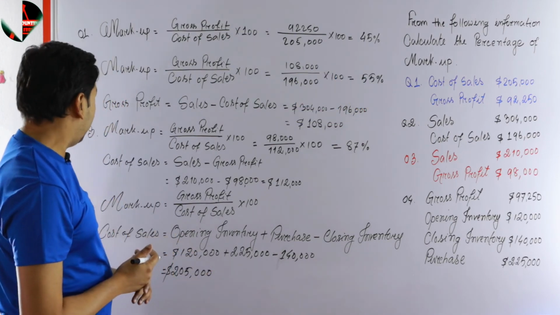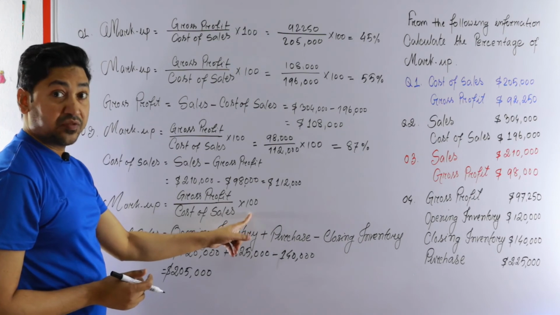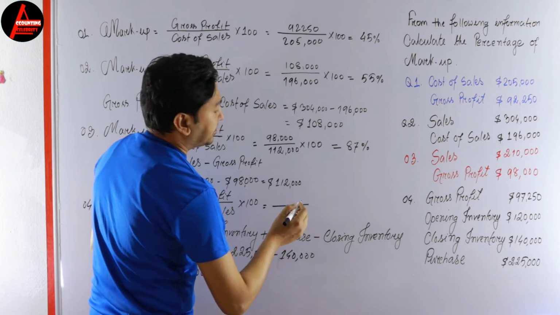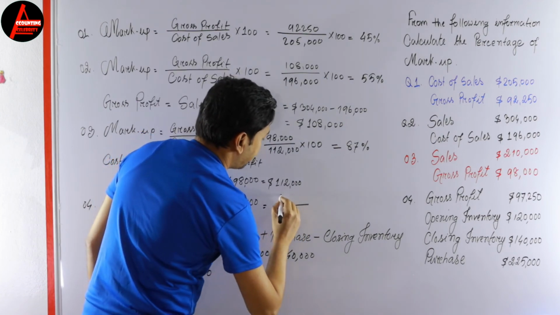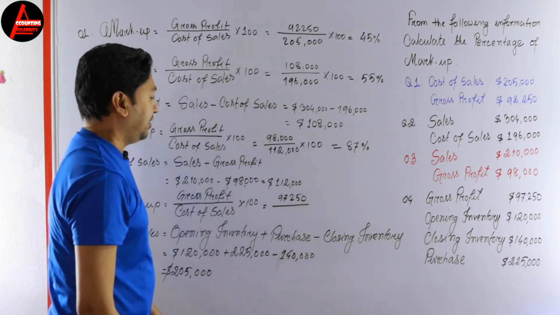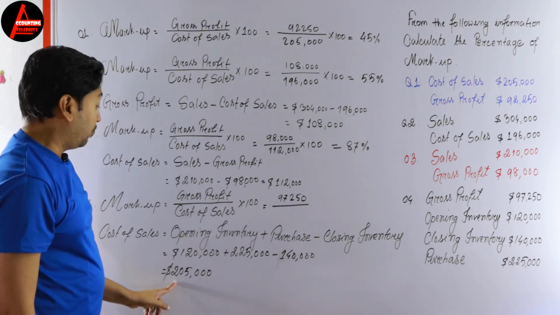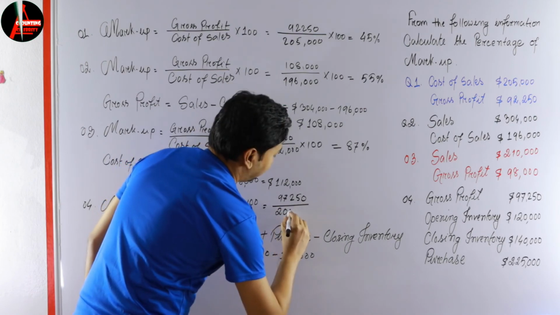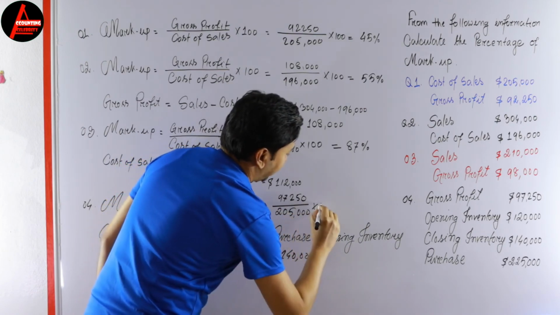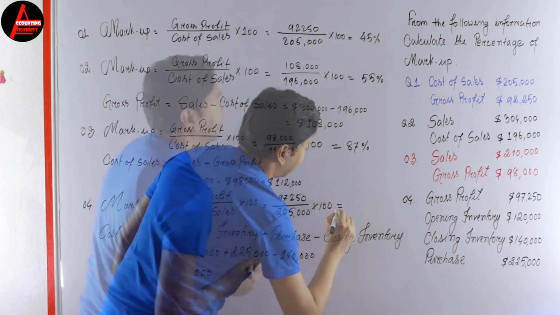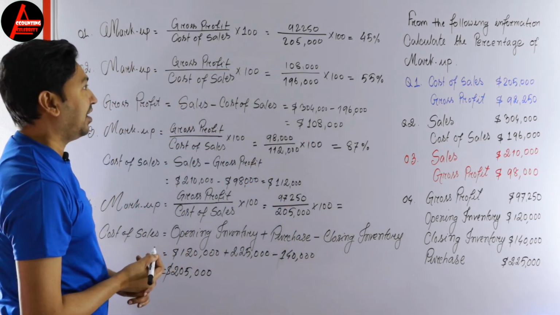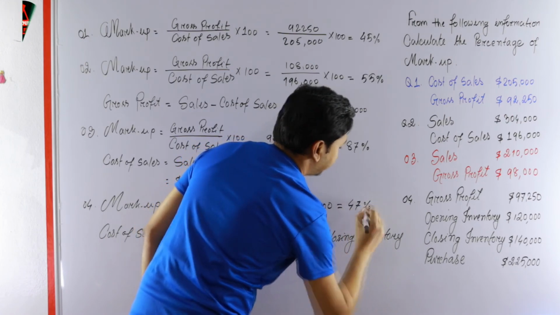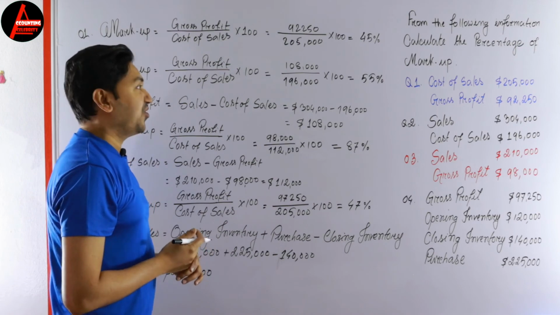Now let us put the values in the markup formula. Already we had gross profit, which is $97,250. Now we calculated our cost of sales, which is $205,000. Let us write $205,000 multiplied by 100. If we calculate, what do we get? It is 47%. So very simple.